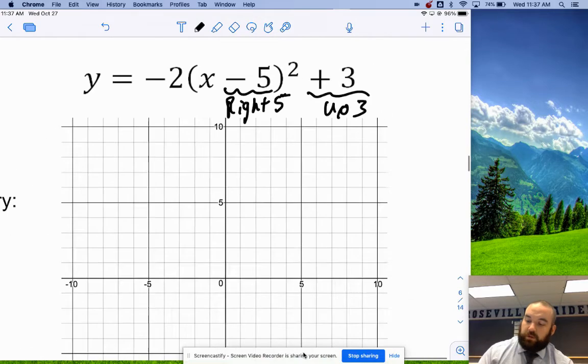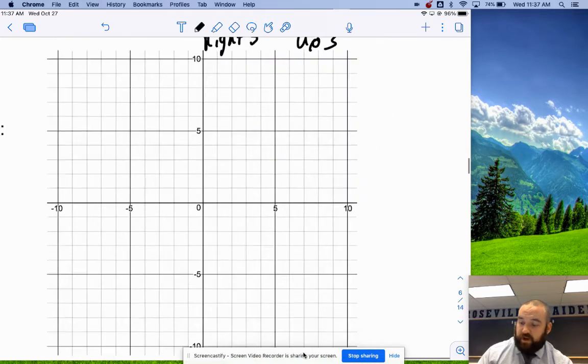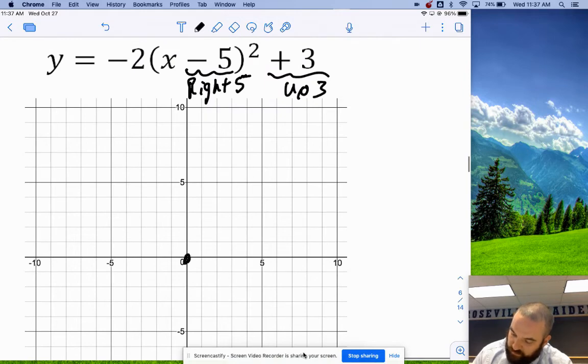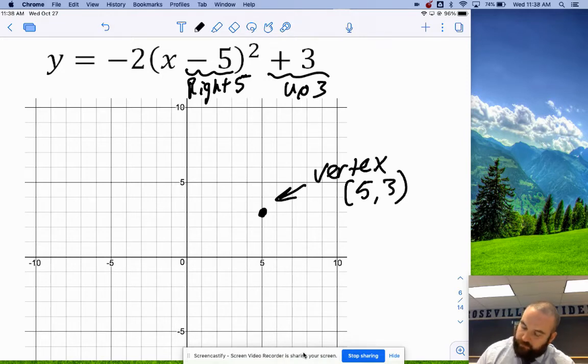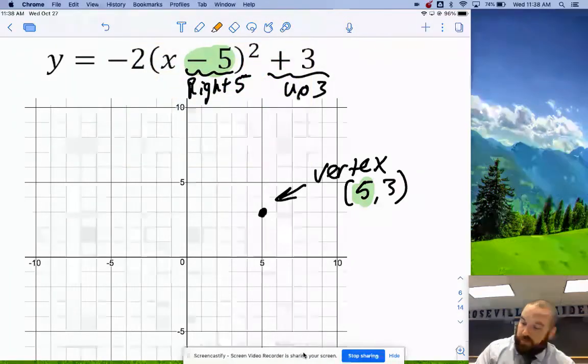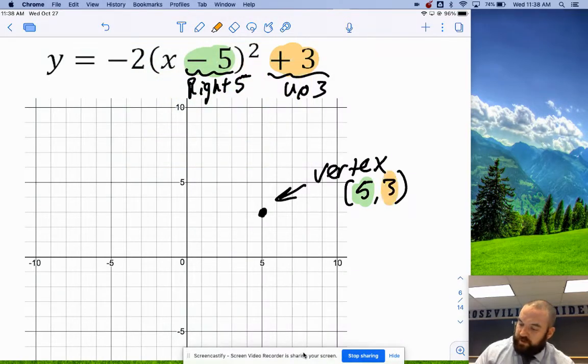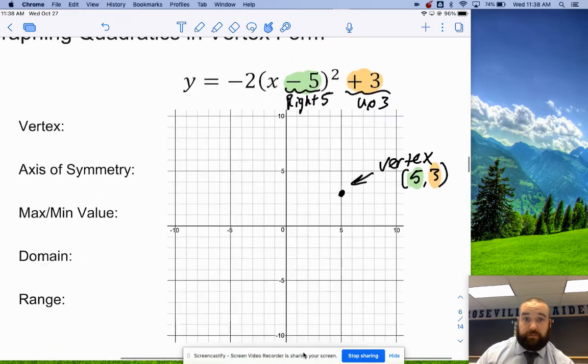Okay. Now, because I know it's moving right 5 and up 3, normally the vertex is right here at 0, 0, but I know that any translation is also going to move the vertex. So I'm going to go ahead and move right 5 and up 3 and put the vertex on the graph right away. I'm going to go ahead and label it as the coordinate 5, 3. You'll notice that this was -5, but the coordinate itself was +5 for the x. But then the y is easier because this is +3 and that's +3.